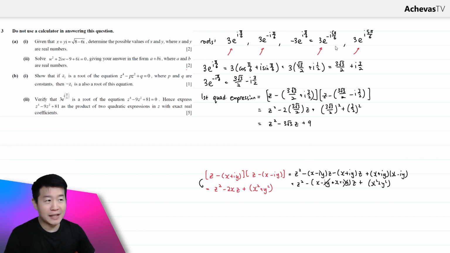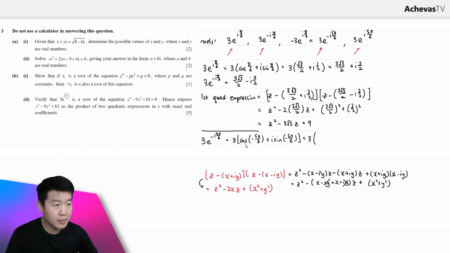I'm going to do the same thing for the other two roots. Let me expand this and rewrite it into the Cartesian form. So we have 3 e to the power of minus i 5π/6. This is 3 of cosine of minus 5π/6 plus i sine of minus 5π/6. Cosine of minus 5π/6 is equal to minus square root of 3 over 2. As for sine, this is going to be minus half.